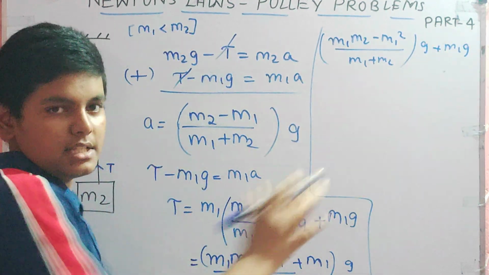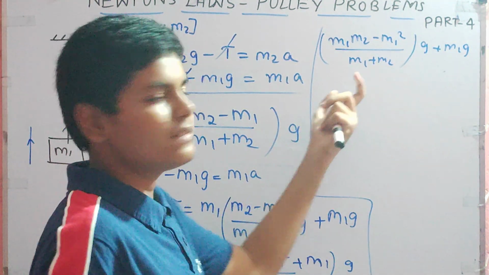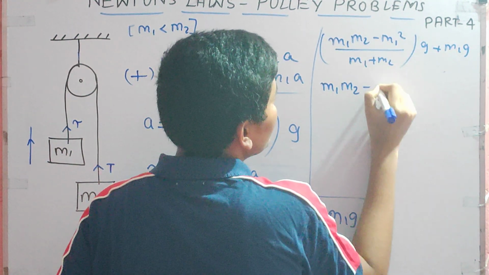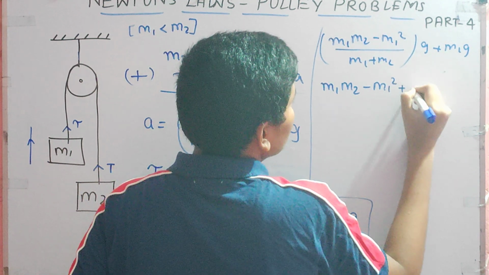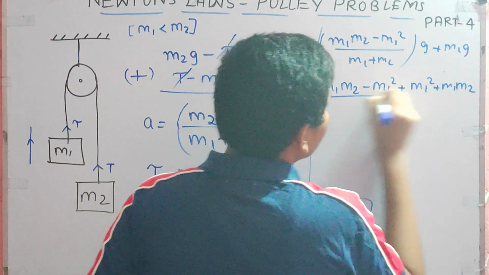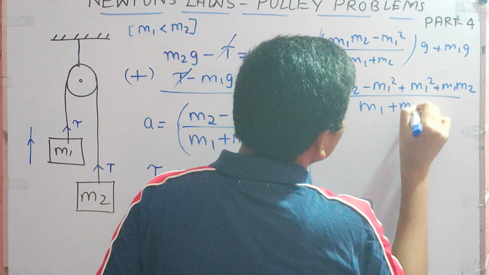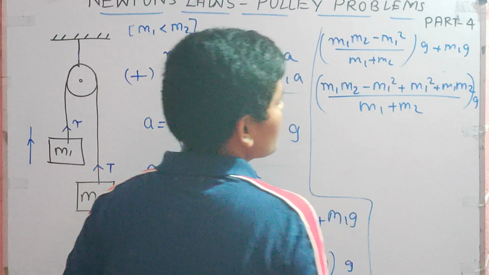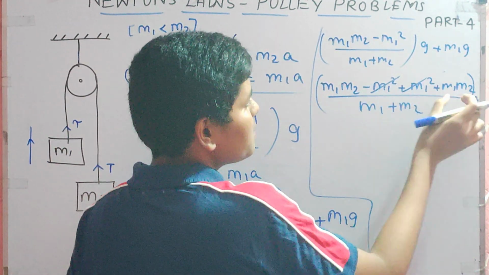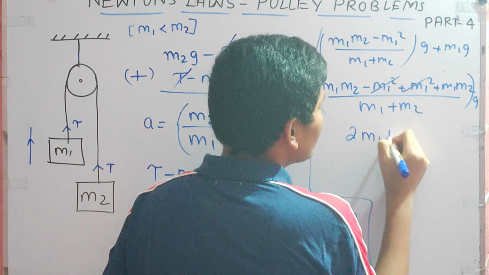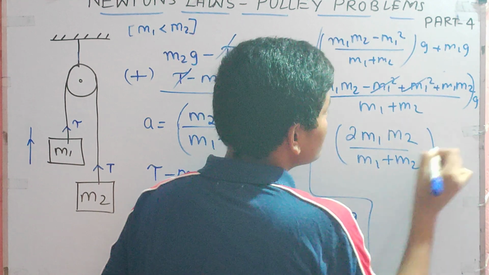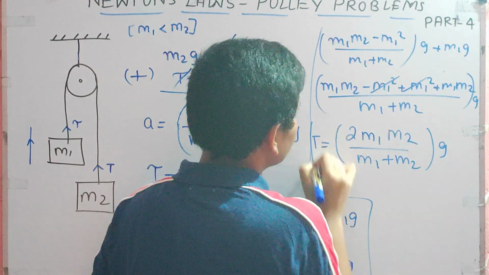So now we have to add these both. To add these, we take the LCM. So here we'll get M1 M2 minus M1 square plus M1 square plus M1 M2, by M1 plus M2, into G. Minus M1 square and plus M1 square get cancelled. M1 M2 plus M1 M2 is equal to 2 M1 M2 by M1 plus M2 into G. This is the tension.